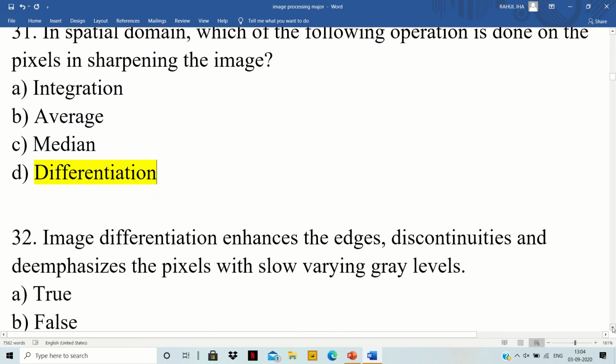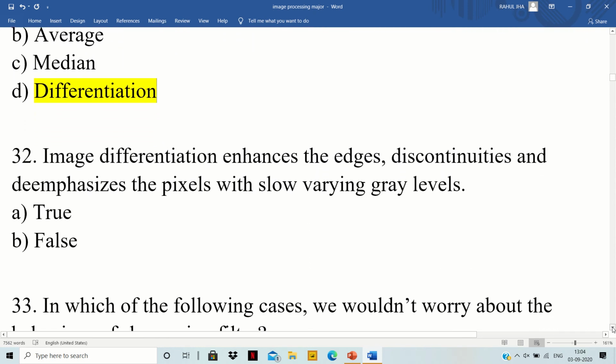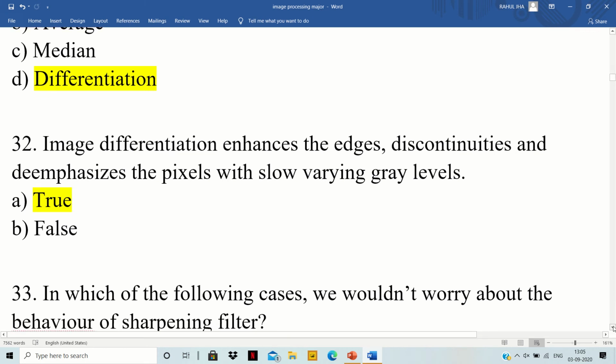Image differentiation enhances the edges, discontinuities, and de-emphasizes the pixels with slow varying gray levels. So this is completely a correct statement. This is the role of image differentiation when we perform the differentiation on our images. It will enhance edges, discontinuities, and de-emphasize our pixels with slow varying gray levels.